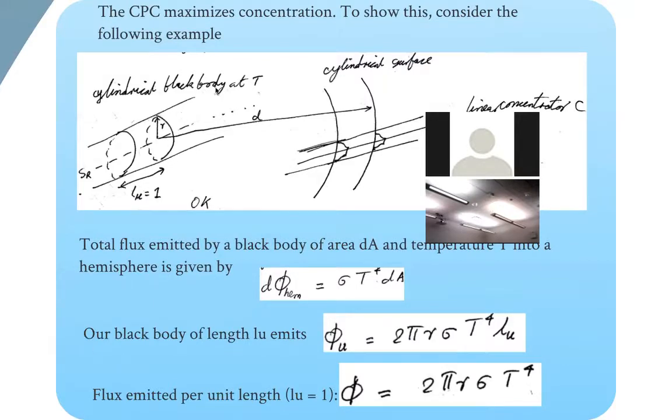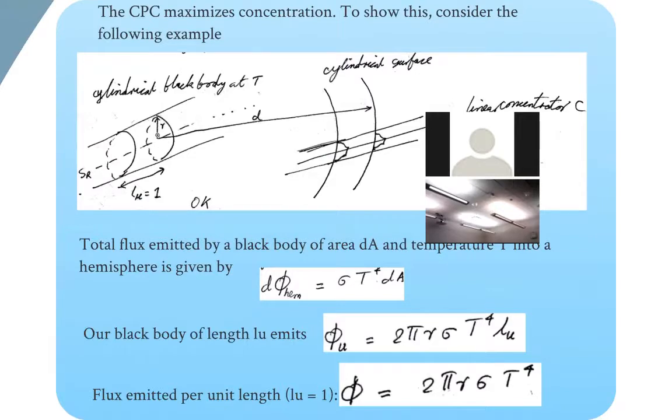So we consider first a cylindrical black body at some temperature T, and imagine this is a cylinder which is infinitely long. So it's just a line. It has a radius of r, and we'll look at a little segment of the cylinder whose length is Lu. We will later on put this as 1, but let's just say it's Lu. So this is drawn in 3 dimensions.